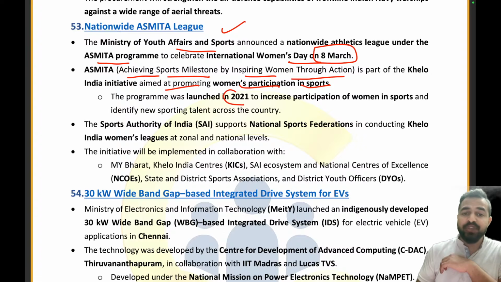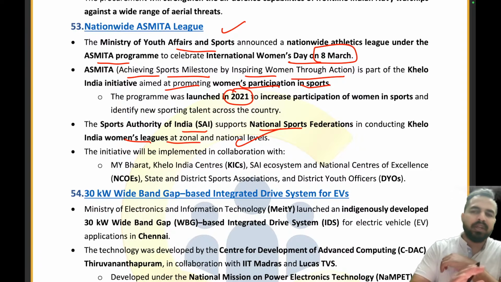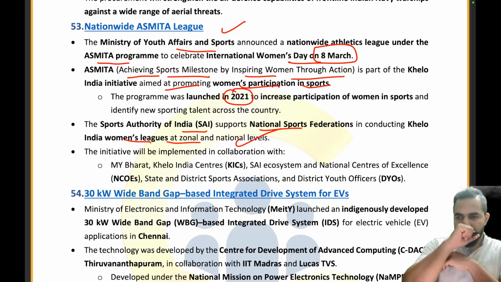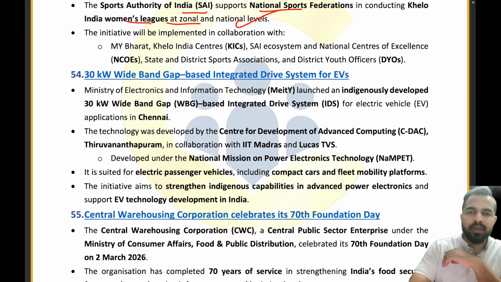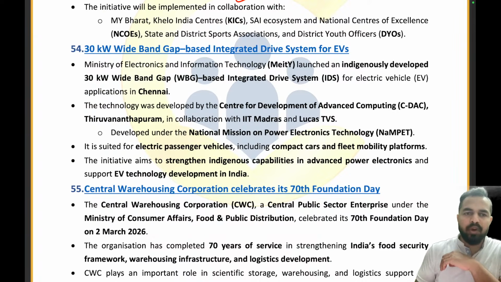The program was launched in which year? 2021. The Sports Authority of India and National Sports Federations are conducting Khelo India Women's Leagues at zonal and national levels. Asmita stands for Achieving Sports Milestones by Inspiring Women Through Action. Clear? Now my dear friends, 30 kilowatt wide band gap based integrated drive system for electric vehicles.